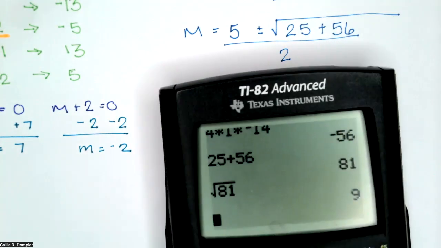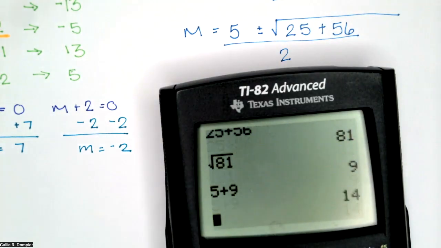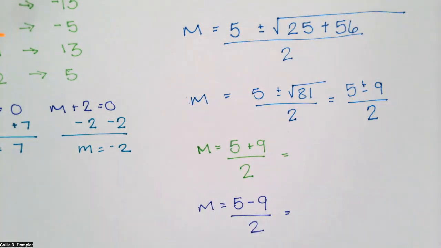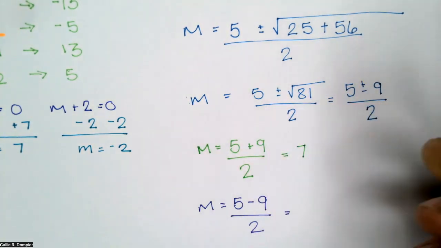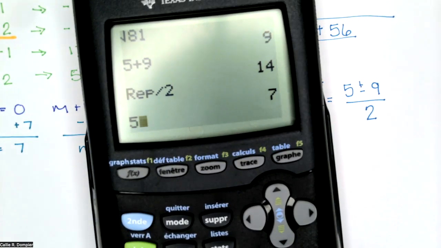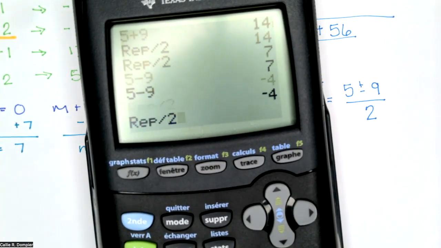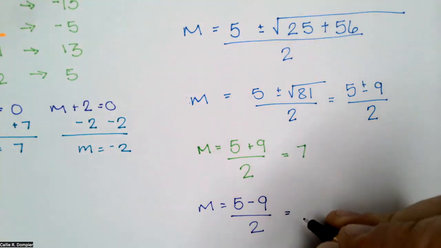5 plus 9, 14 divided by 2 is 7. Good. That becomes 7. 5 minus 9, negative 4 divided by 2 is negative 2.